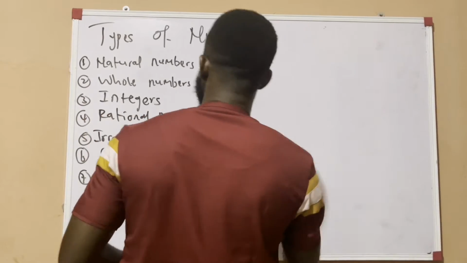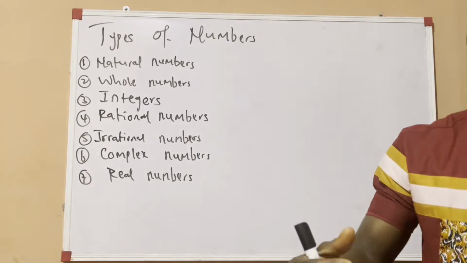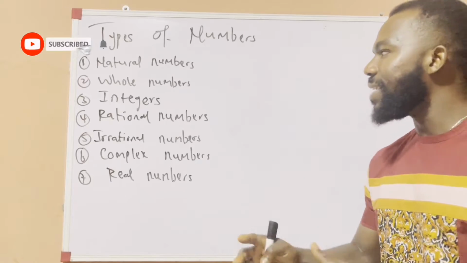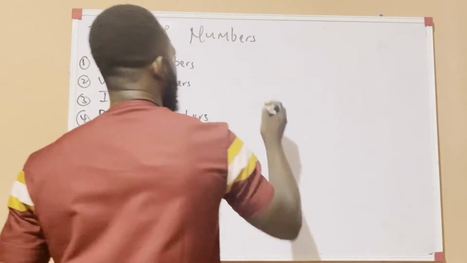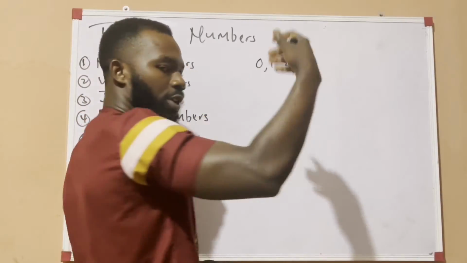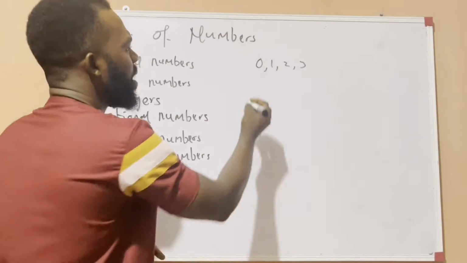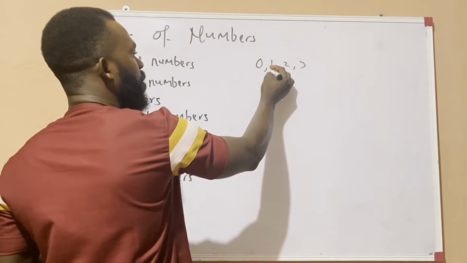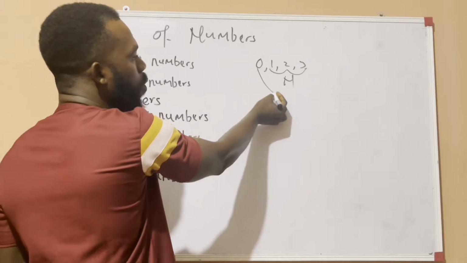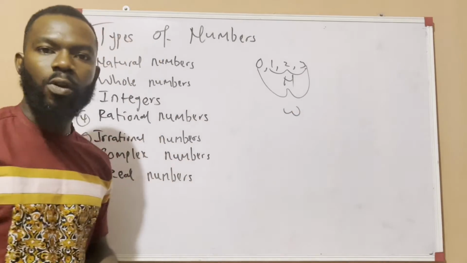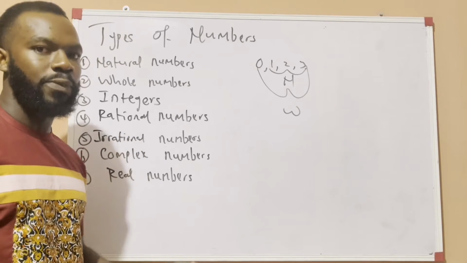Let us go to the next number, which is the whole number. We can say whole numbers are natural numbers including 0. They are natural numbers, but now 0 is included. If I write 0, 1, 2, 3, in this form, this is known as a whole number, because 0 is included. But if I take from this point down to this point, this is only a natural number. But if I take from 0 down to this point, it becomes a whole number. So that is the difference between a natural number and a whole number. It is as simple as that.